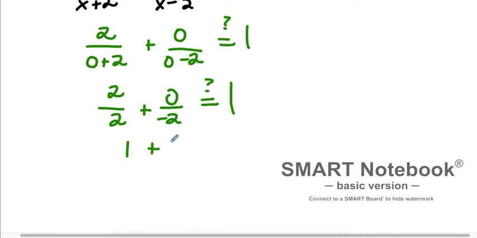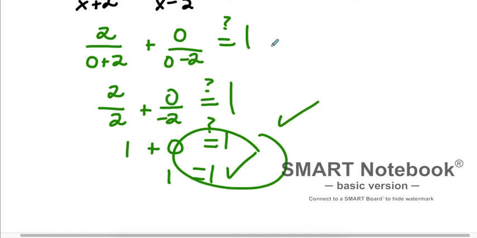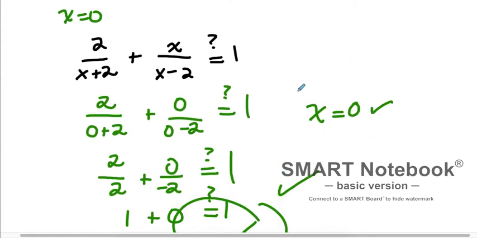0 divided by anything is always 0. Is that equal to 1? And as you can see, 1 plus 0 is 1. That is equal to 1. So both sides are equal to 1, which means that this solution works, which means that x equals 0 is truly a solution. It's not an extraneous solution.